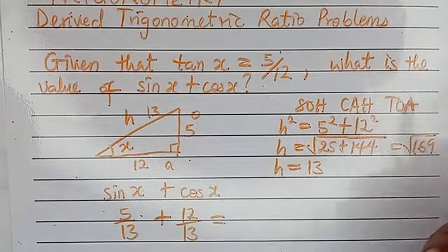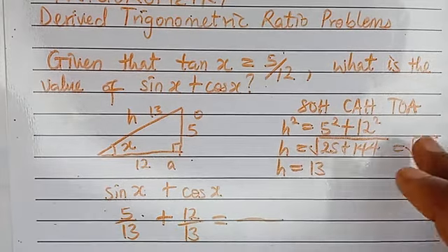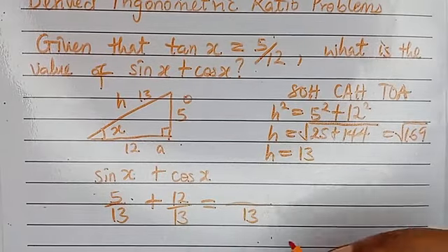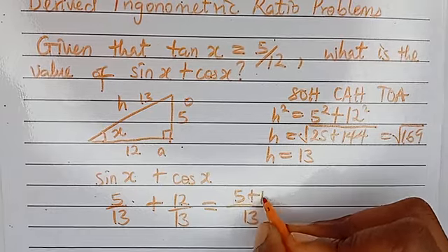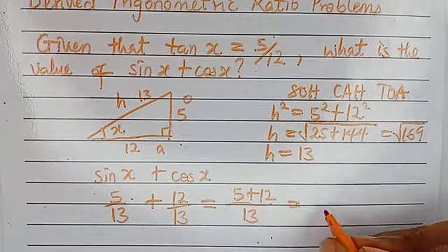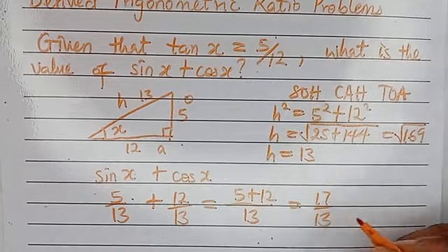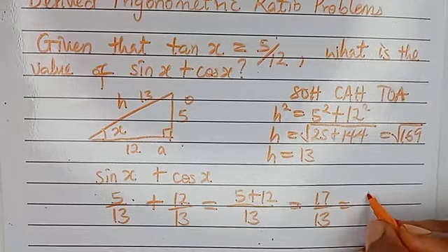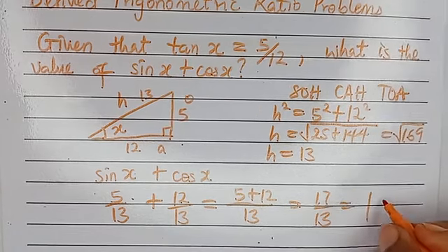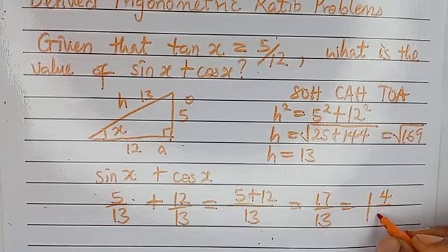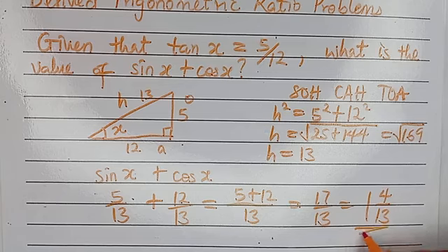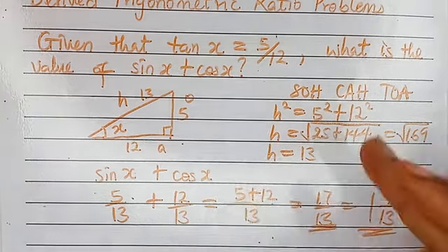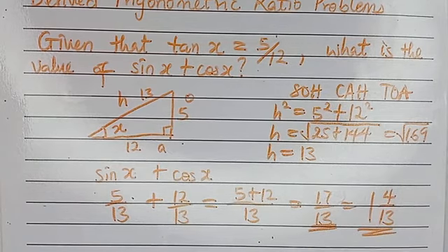Now, it's easy to do. This is just to solve the fractions. Since they have the same denominator, we have 5 plus 12, which is equal to 17 over 13. Now we can reduce this to the lowest terms, giving us one whole number 4 over 13. Have you seen how this crazy stuff has come down to a simple thing?